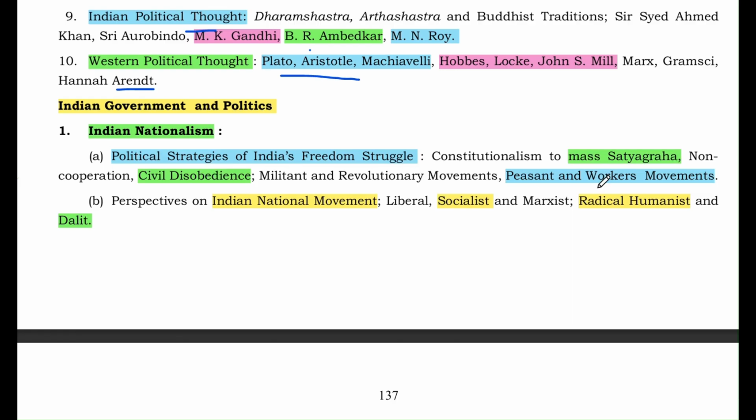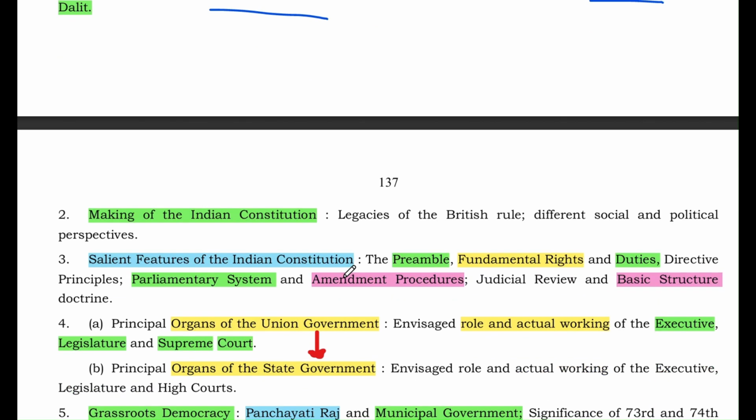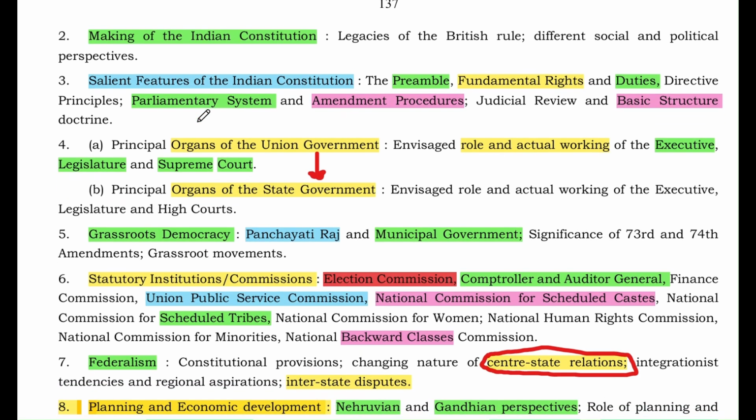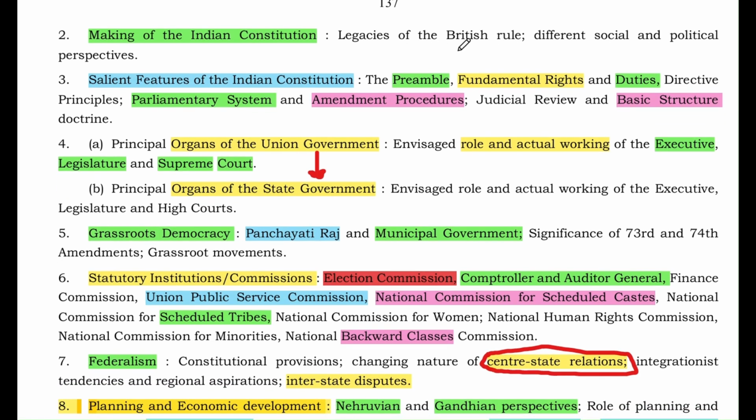Here, constitutionalism, mass satyagraha, civil disobedience. Perspectives on the Indian national movement: liberal, socialist, Marxist, radical humanist. These are the terms. Making of the Indian Constitution, British rule, social and political perspective, salient features of the Constitution. So this is a frequently asked question.